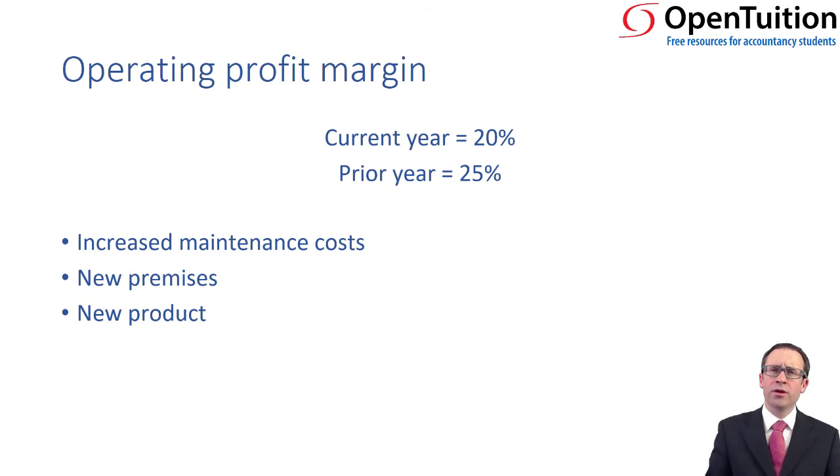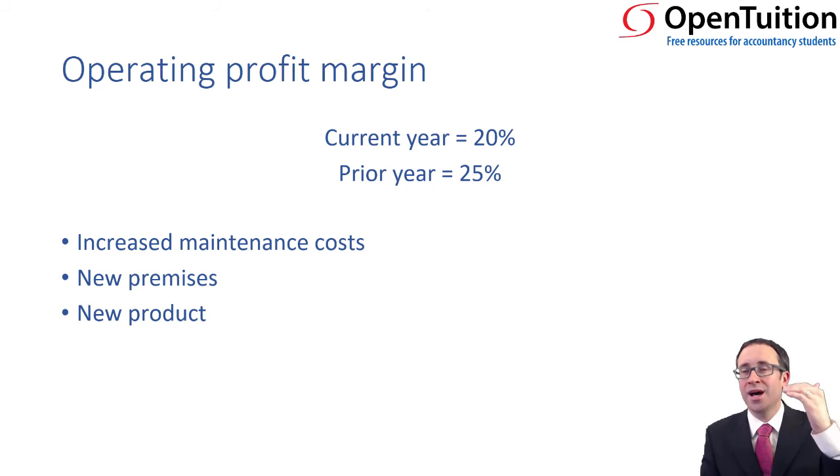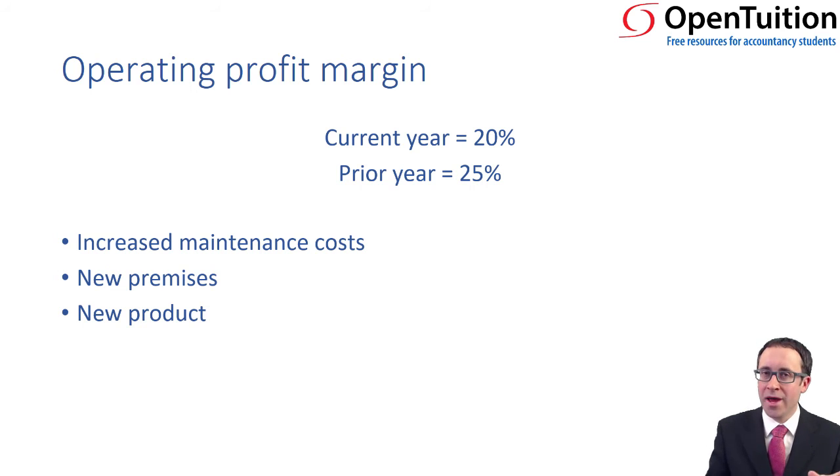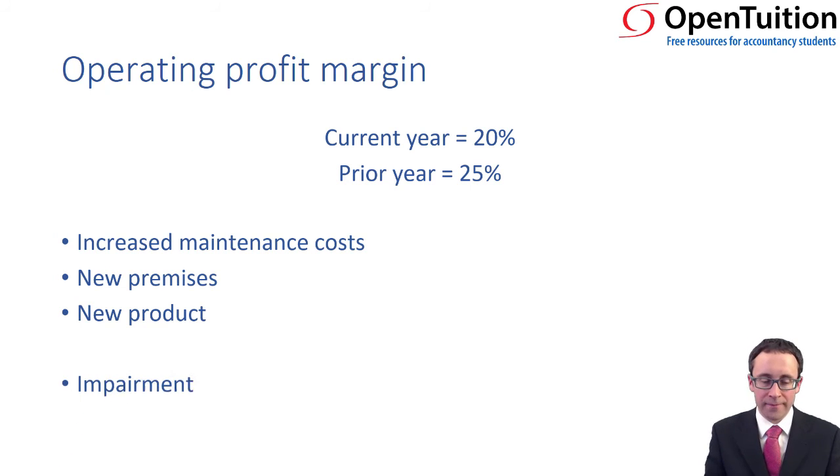Could be that you've launched a new product. If you launch a new product, there's all sorts of advertising, marketing costs that you incur. So yeah, your margin may have increased because it's a higher margin product, but the operating margin is reduced this year because of those launch costs. Okay, so that might improve next year once those launch costs are out of the way.